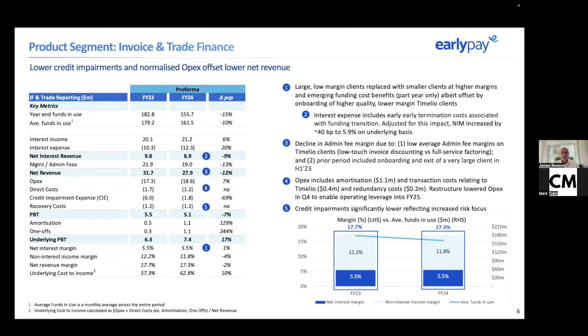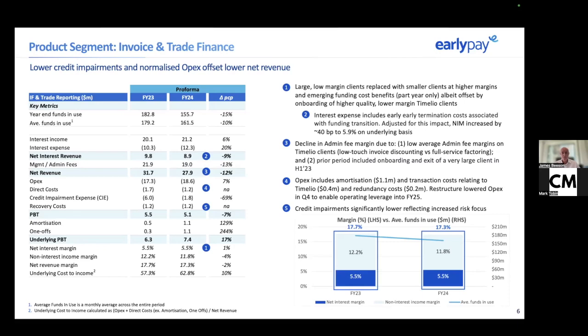Onto the invoice and trade segment. A lot of the clients that left in 24 were low margin, and they're being replaced by higher margin clients. Also, with the debt refinancing, we're really starting to get the benefit of wider NIMs. If you look here, the net interest margin for the whole year was 5.5% for this segment. There was a one-off that affected that to make it 5.5, and if you normalize that back, it's actually 5.9%.